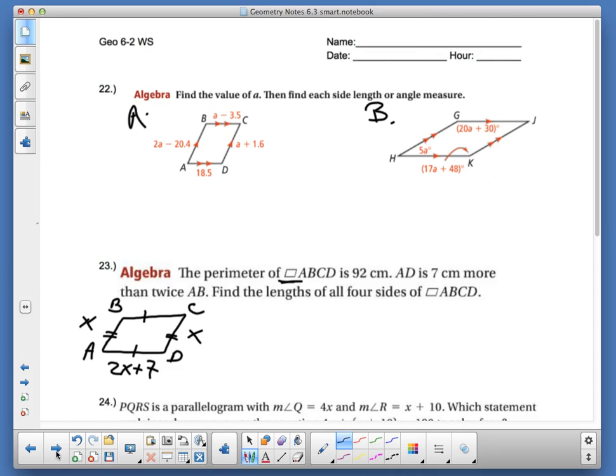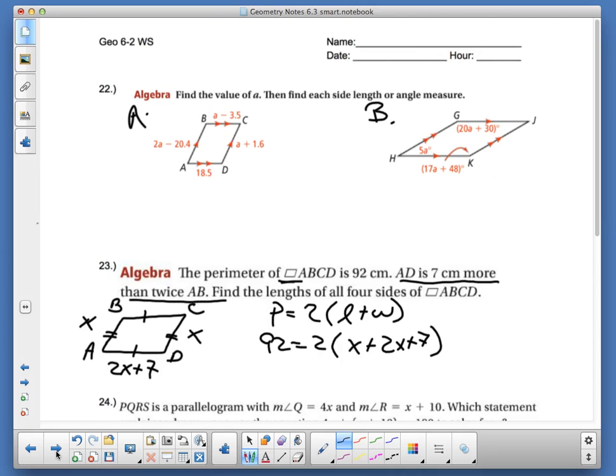Okay, so now I know perimeter. Perimeter is equal to 2 times length plus width, and I'm told perimeter is 92, and I know my length and width, one's X and the other one's 2X plus 7. Now I'm off to the races. This one, all the setup is about reading this one phrase and knowing that perimeter is that. And that phrase is AD is 7 more than twice AB. Well, if AB is X, 2X plus 7. Done. Got it made.